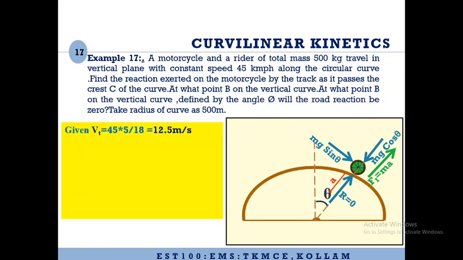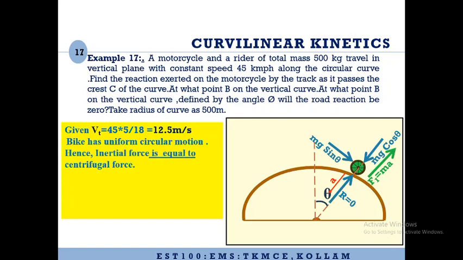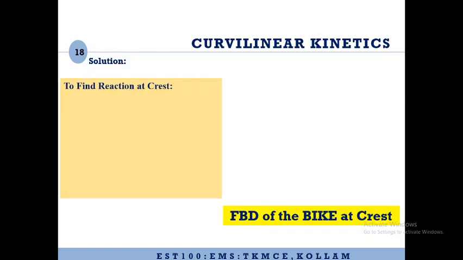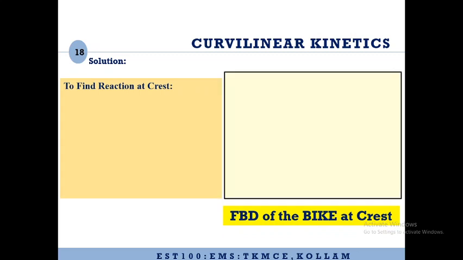Given that V is equal to 45 km per hour, if you multiply by 5 by 18, you can convert it into meter per second. That will be 12.5 meter per second. So it is undergoing uniform circular motion. Inertial force will be same as centrifugal force. You can calculate it here as 156.25 Newton.